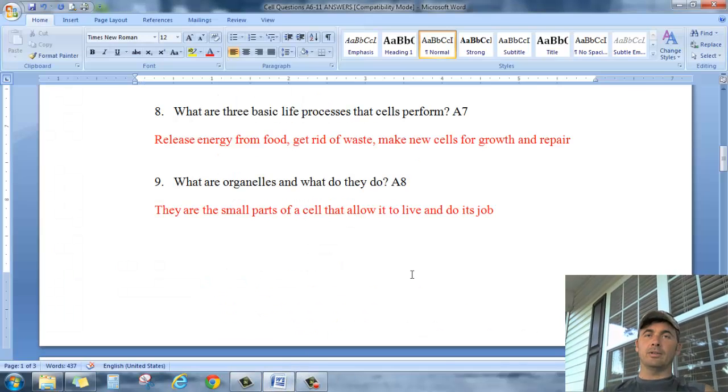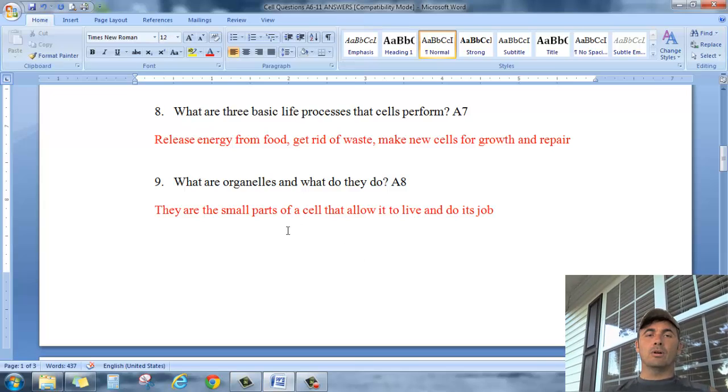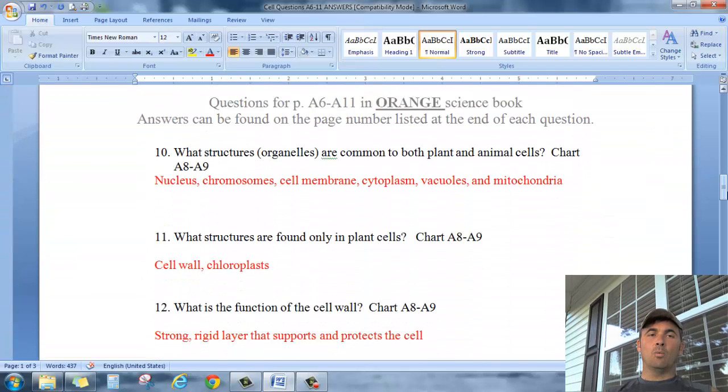We'll look at these in class, though, okay? But again, organelles are the small parts of a cell that allow it to live and to do its job. I'm wasting too much time. Let's roll. Number 10, what structures or organelles are common in both plant and animal cells?